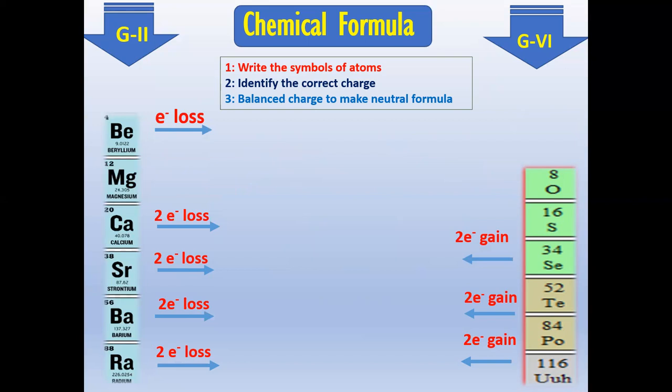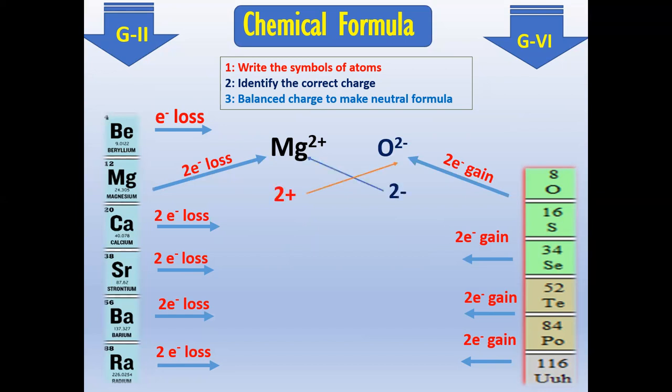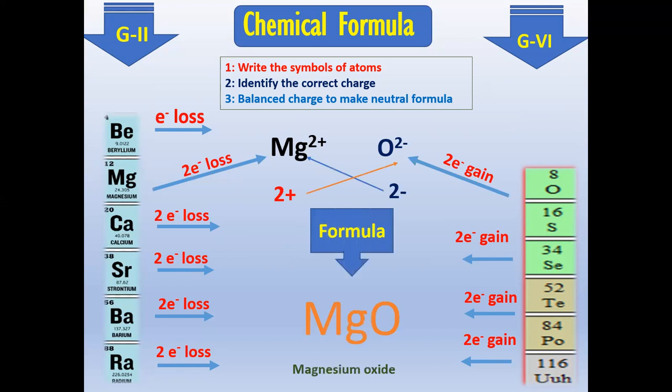We're going to take another example from group 6 and group 2. Now group 6 elements contain 6 outermost electrons, so in this way they will gain 2 electrons to complete their octet. While magnesium, which belongs to group 2, will lose 2 electrons to complete its octet. In this way, magnesium gets a +2 oxidation state and oxygen a -2 oxidation state. They will cross, the +2 and -2 will cancel each other, and this will produce magnesium oxide.